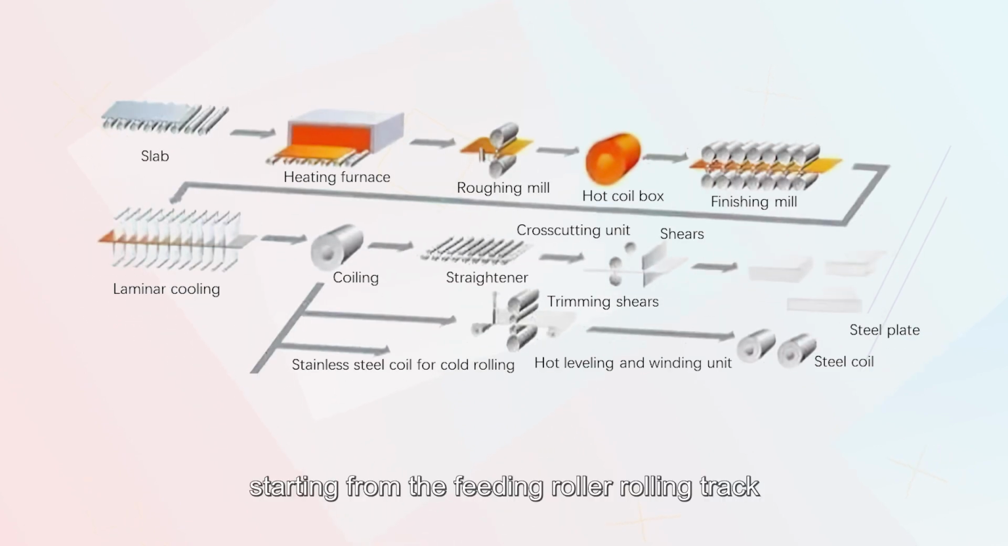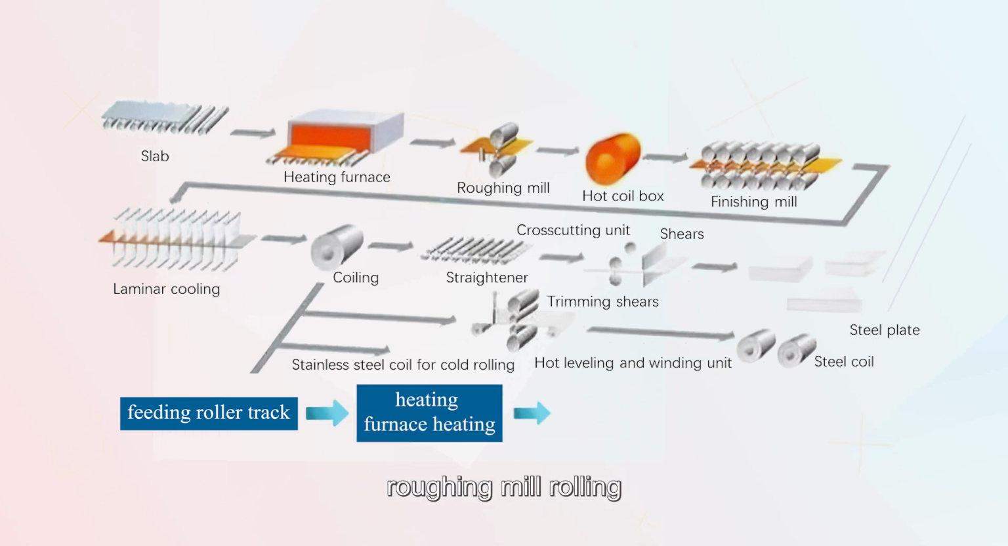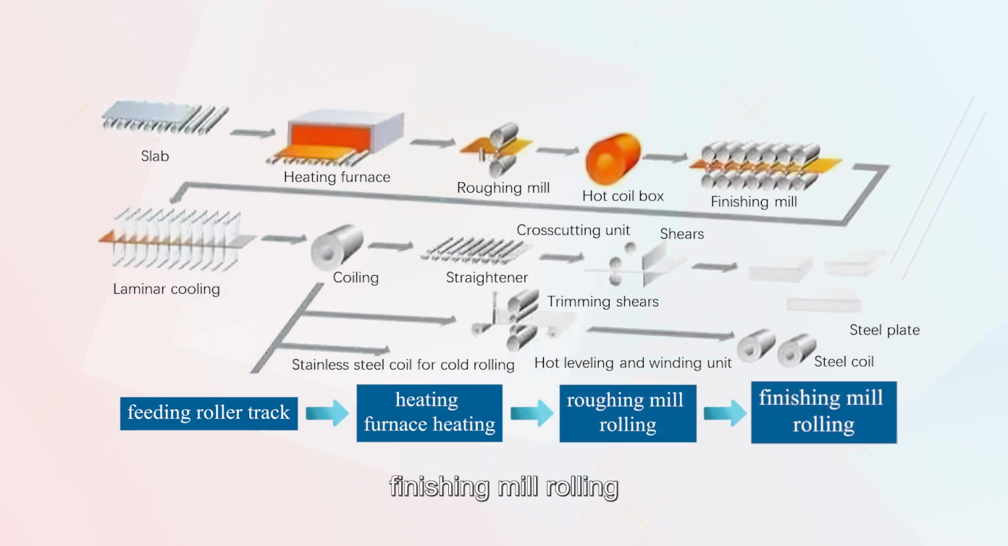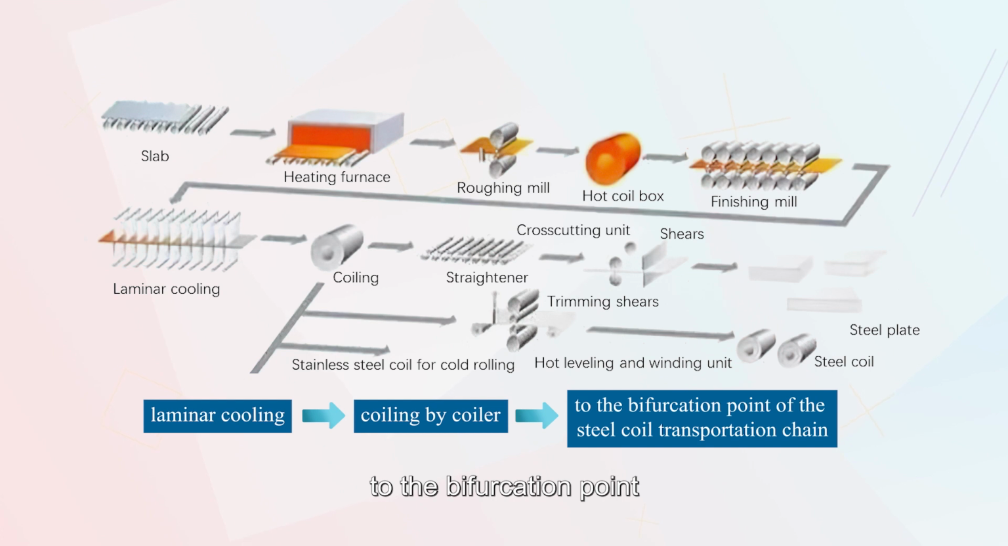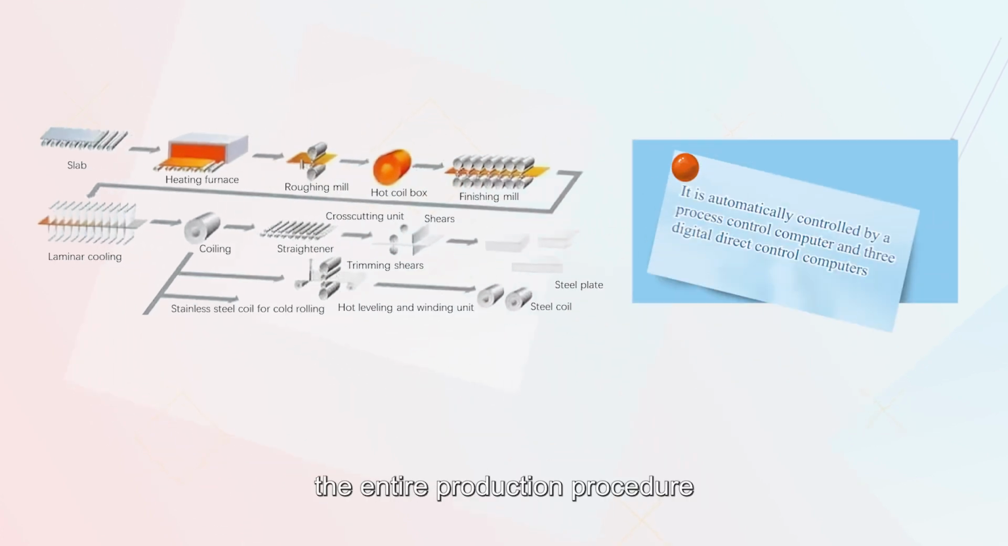That is, starting from the feeding roller, track, heating furnace heating, rod milling, rolling, finish mill rolling, laminar cooling, cooling by coiler, to the purification point to the steel coil transportation chain, the entire production procedure is automatically controlled by the Process Control Computer (ACC) and 3 Digital Direct Control Computers (DDC).